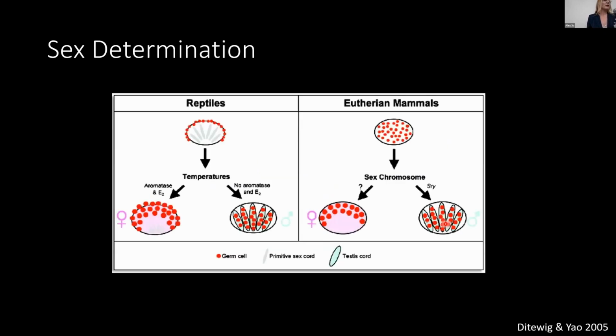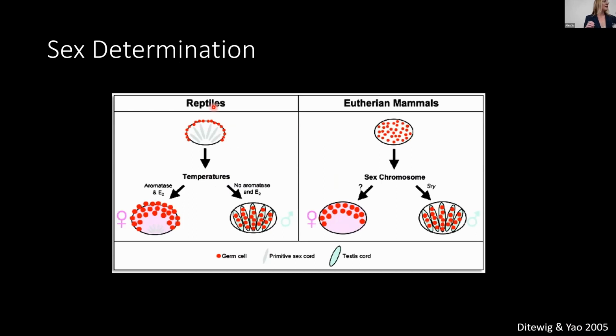So how does sex determination occur? What drives the formation of that bipotential gonad to form either a testis or an ovary? Animals have developed a lot of diverse strategies to be able to form either a testis or an ovary. And I just want to show you 2 examples here. And this is from a paper of my colleague Humphrey Yao that was published in 2005.